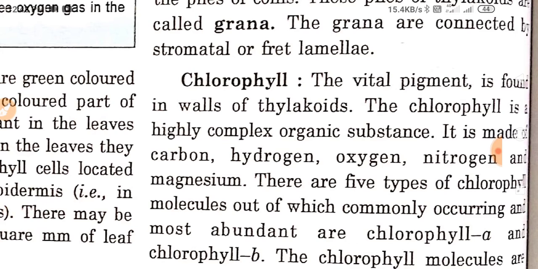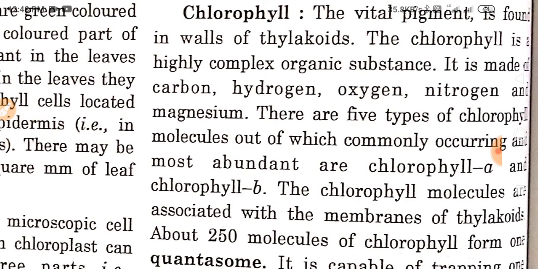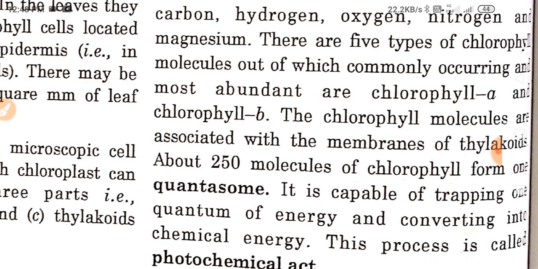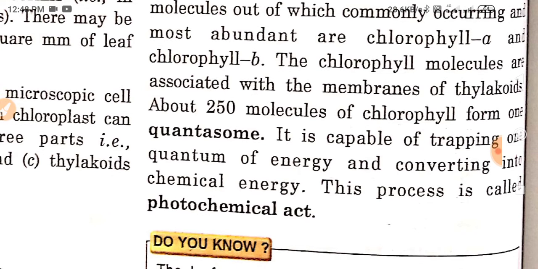Chlorophyll, the vital pigment, is found in the walls of thylakoids. Chlorophyll is a highly complex organic substance. It is made of carbon, hydrogen, oxygen, nitrogen, and magnesium. There are five types of chlorophyll molecules, out of which the commonly occurring and most abundant are chlorophyll A and chlorophyll B. The chlorophyll molecules are associated with the membranes of thylakoid. About 250 molecules of chlorophyll form one quantasome. It is capable of trapping one quantum of energy and converting it into chemical energy.